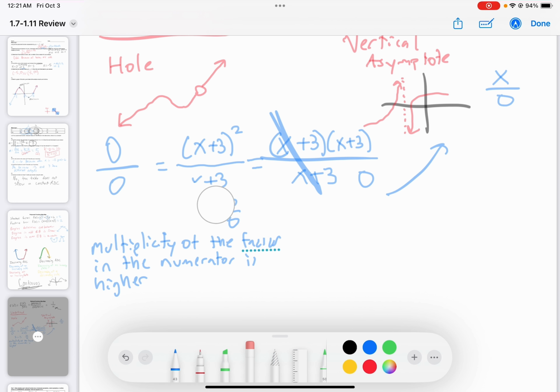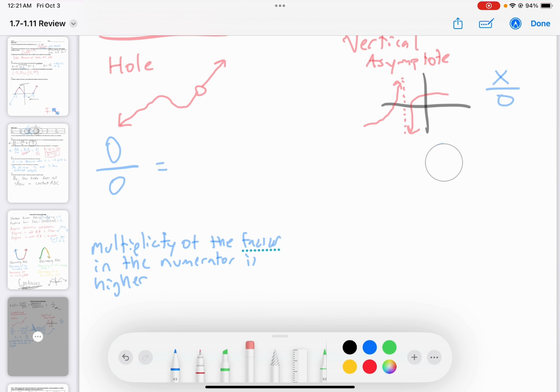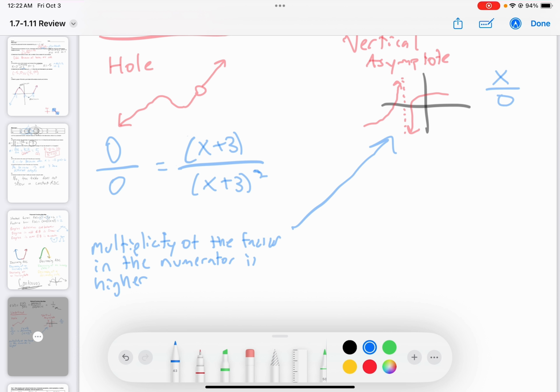So be careful. Make sure you understand that exception for the holes. And so I guess I'll just leave this example, like x plus 3. This does result in a hole because this goes over here. We should make sure we keep that. If the multiplicity of the factor is higher in the numerator, that's going to be a vertical asymptote. But if it's higher in the denominator, this is going to be a hole.